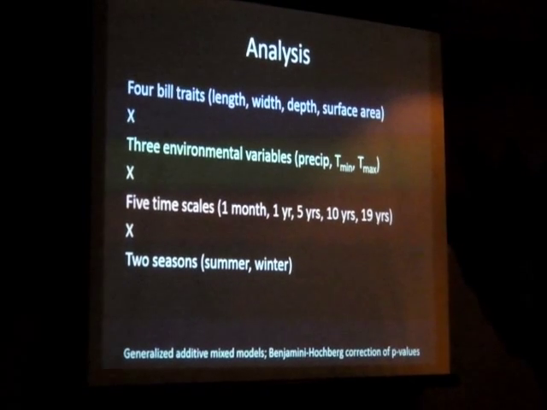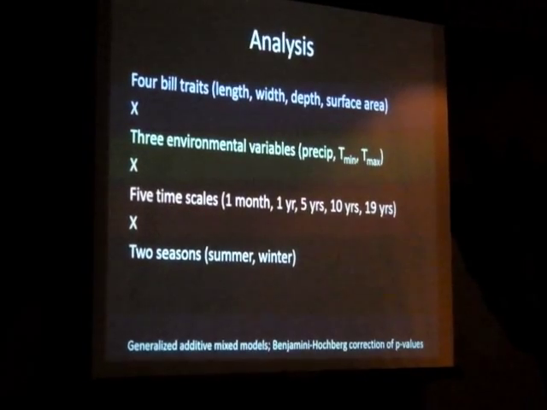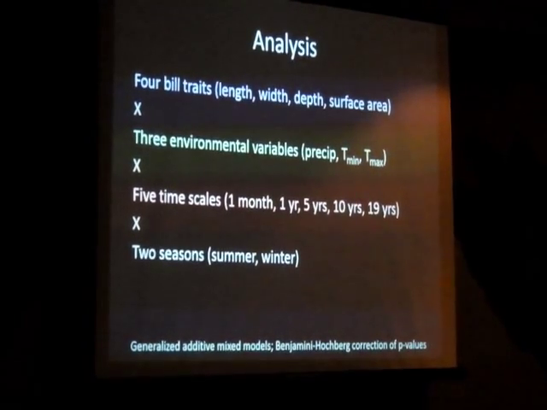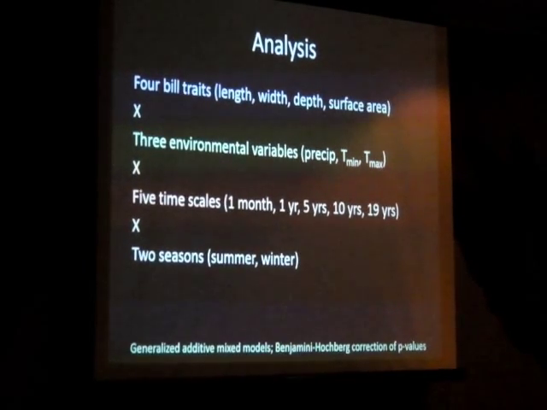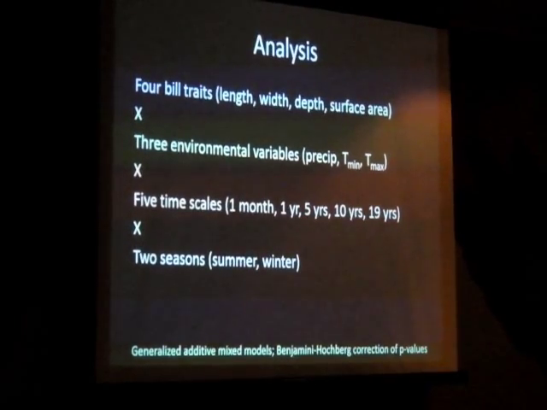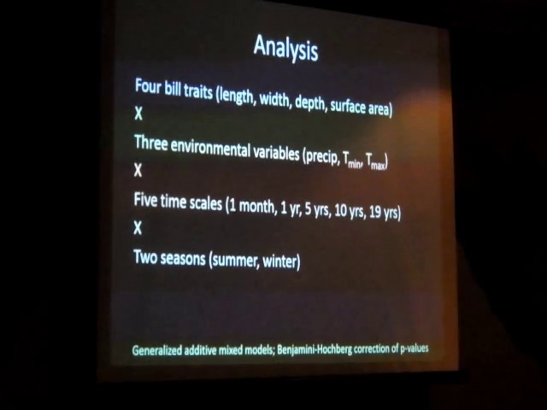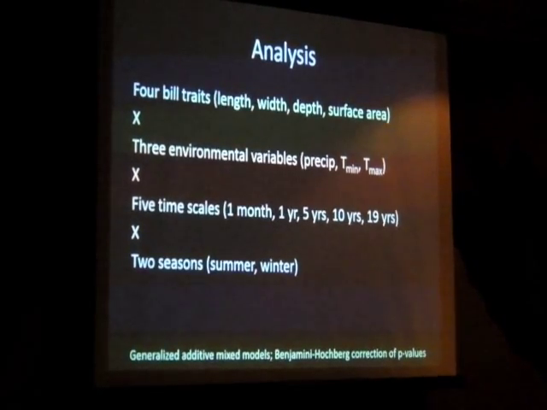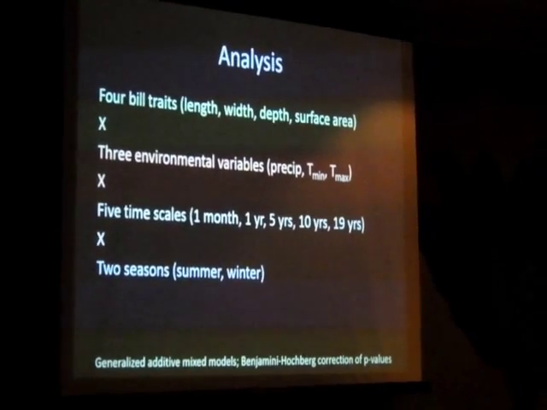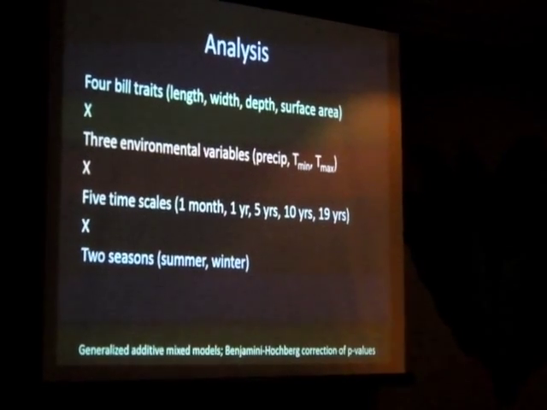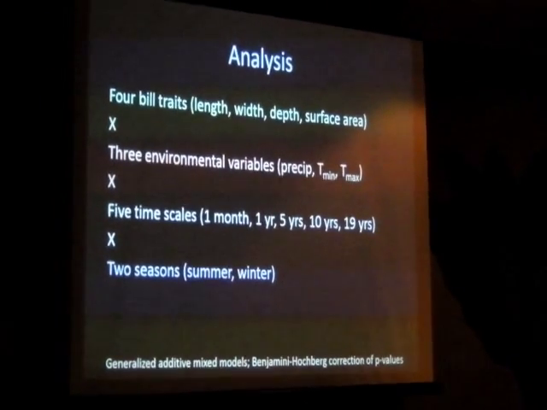We have 5 different time scales. I just wanted a big, broad range of time scales to try to capture everything we could. So 1 month, 1 year, 5 years, 10 years, 20, or 19 years, not quite 20 years. 1 month and 1 year are too short for evolution to be occurring to change these bills. That's going to be plasticity.